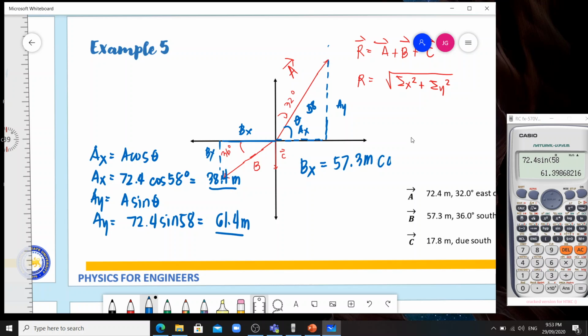Okay. Yan. So, 57.3 cosine 36. Oh, positive 46.4. Ngayon, guys, 'di ba parang mali kasi dapat ang X component nito ay negative dahil nandoon siya sa third quadrant, 'di ba? Going to the left siya.